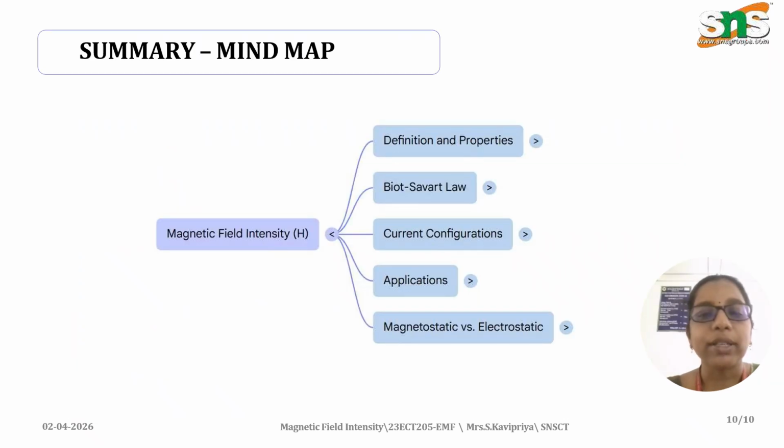So far we have discussed what magnetic field intensity is and what the Biot-Savart law is, the different configurations in which magnetic field intensity can be determined, the applications of this magnetic field, and finally the comparison between magnetostatic and electrostatic fields.